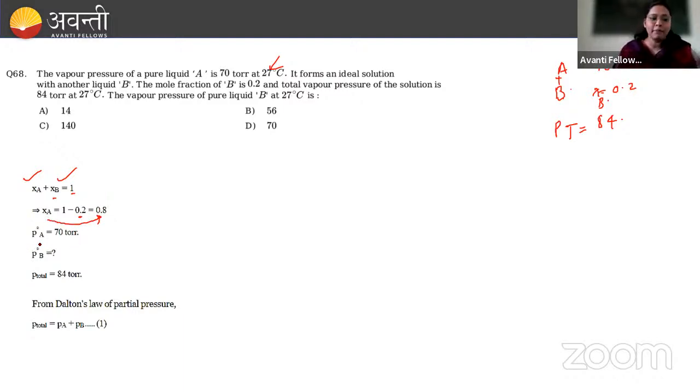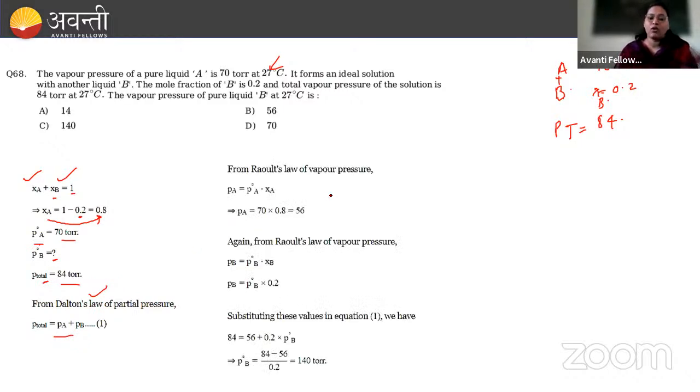Very simple. You know that PA, that is what? Vapor pressure of A molecule is what? 70 torr. Okay, vapor pressure for A is 70 torr. What will be the vapor pressure for another molecule? As we know, total pressure is what? 84. So from Dalton's law of partial pressure, we know that total pressure is equal to PA plus PB. Right? Any doubts in this? Now we know that from Raoult's law, pressure is equal to what? Vapor pressure into mole fraction. So vapor pressure is what? 70, and mole fraction is what? 0.8. So we can find out the partial pressure for that given molecule, PA.